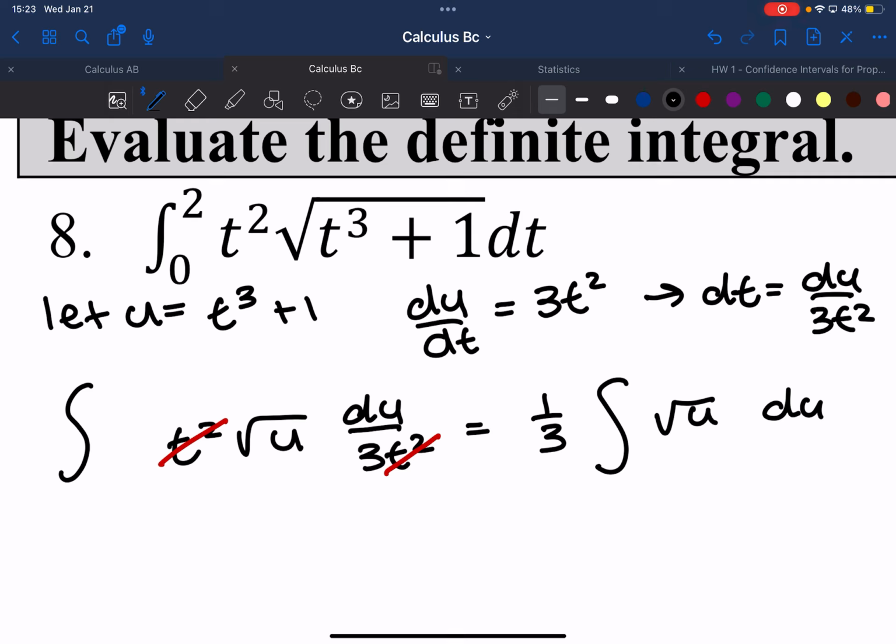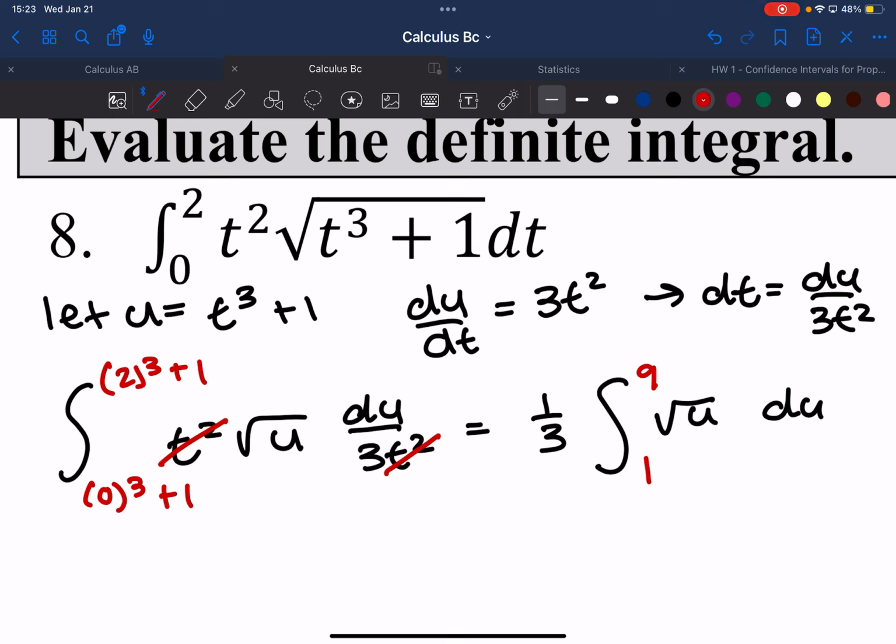The reason why I did not fill in my bounds to be 0 and 2 is that 0 and 2 is represented by t. We need to create new bounds that are now represented by u. And we know that u is t cubed plus 1. So I'm going to plug in my old bounds. So 0 cubed plus 1, and then 2 cubed plus 1, which means my new bounds are going to be from 1 to 9. This is the biggest mistake that you can make, is forgetting to change your bounds.